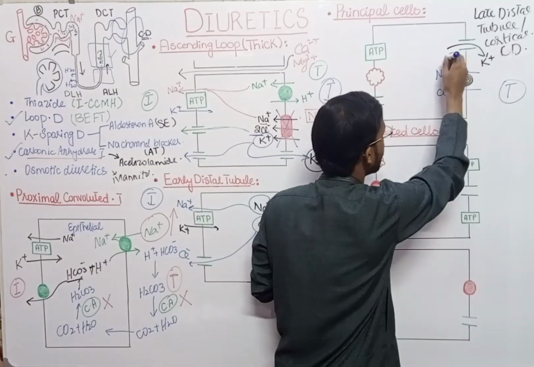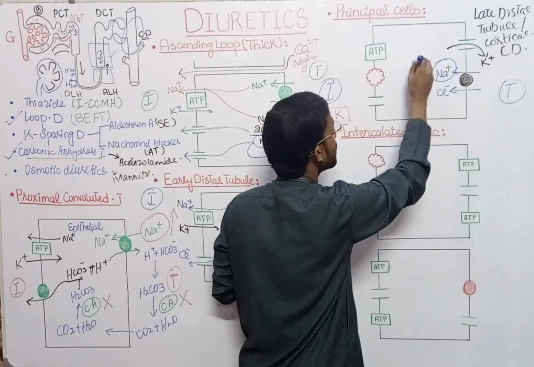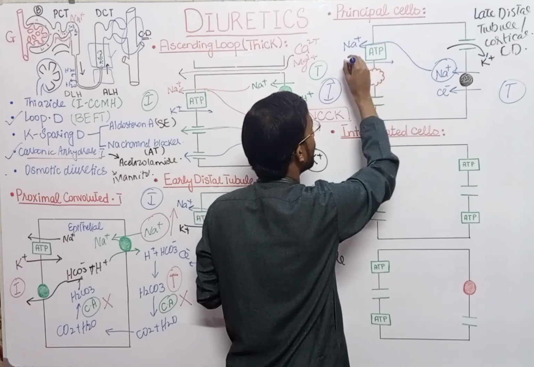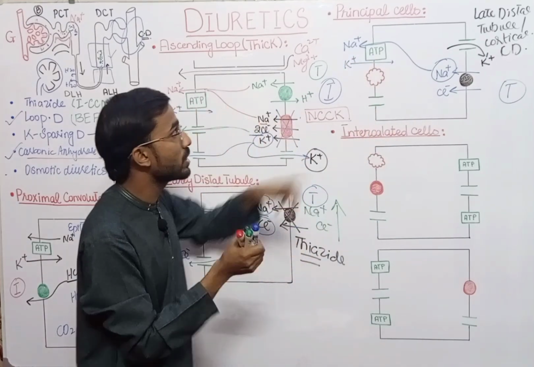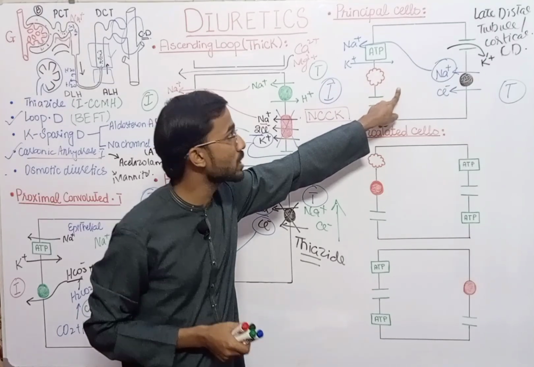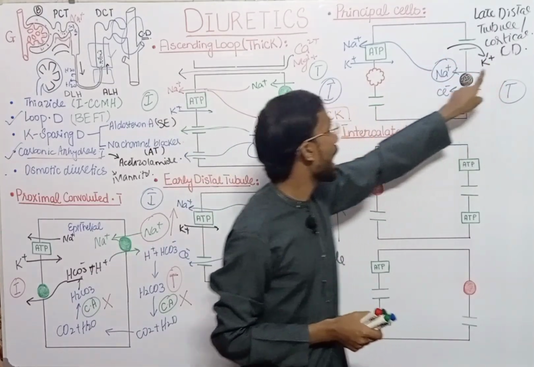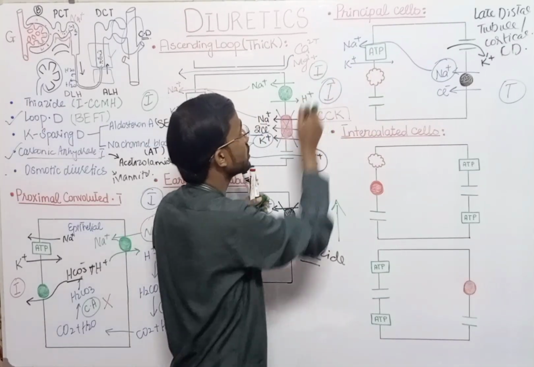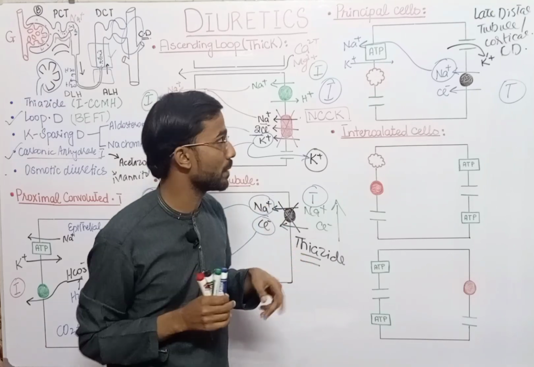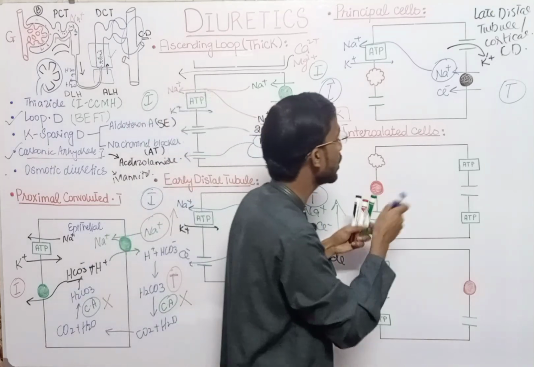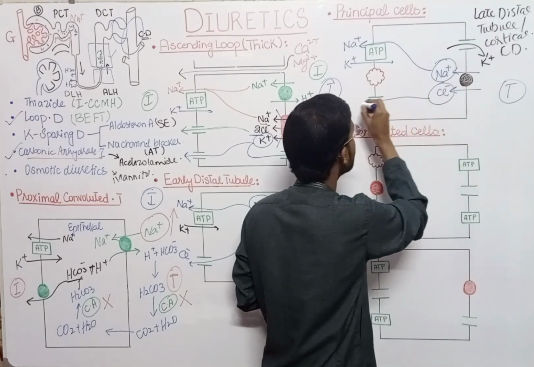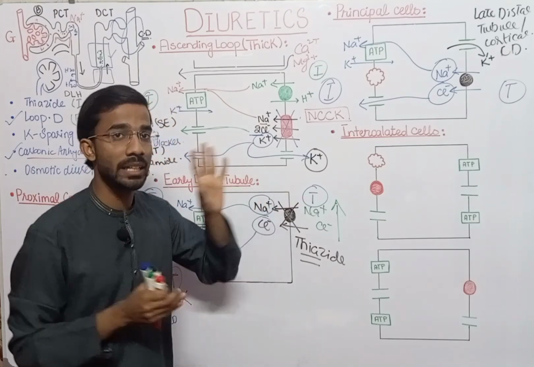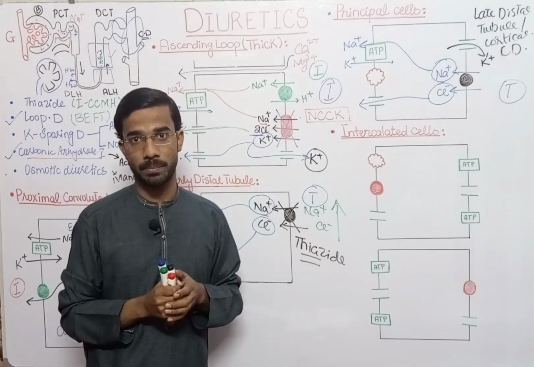This sodium now moves into the interstitial space through the sodium potassium ATP pump, and again potassium moves inside. This potassium which moved into the epithelial cell will move into the tubular lumen, and this sodium is transported into the interstitial space through the ATP pump. The chloride which entered the epithelial cell will move into the interstitial space through another transporter. So this is the process which happens in the principal cell.